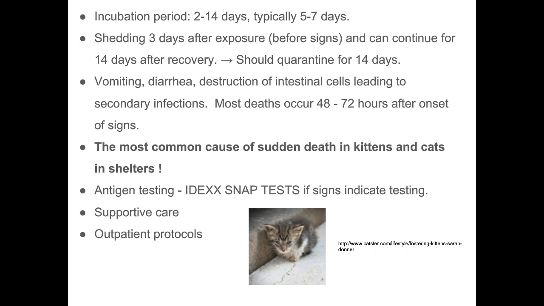It's imperative that the shelter staff uses proper protective equipment so they're not spreading this very easily on their clothes and on their hands. Make sure they're washing their hands. It's called panleukopenia because it causes a reduction in the white blood cells. Same with parvovirus. The white blood cells are the cells that your immune system uses to prevent infections with other things or secondary infections. So if you don't have a lot of white blood cells, you can get secondary infections, and then you can go downhill quickly.